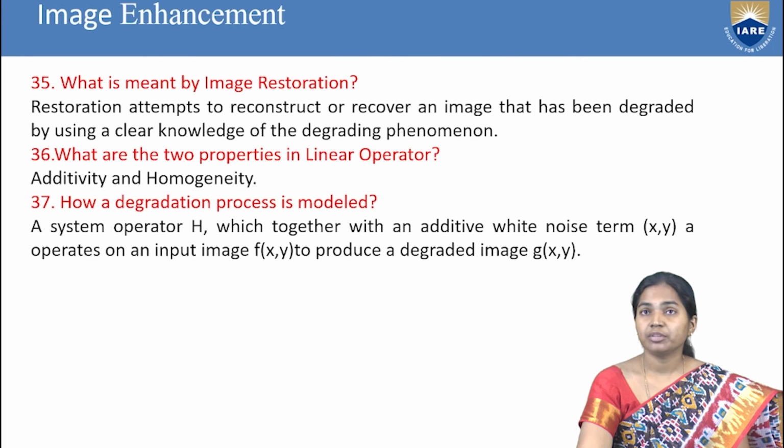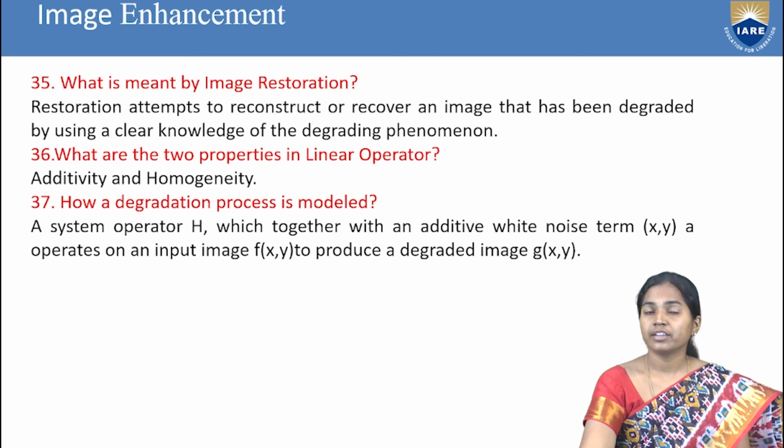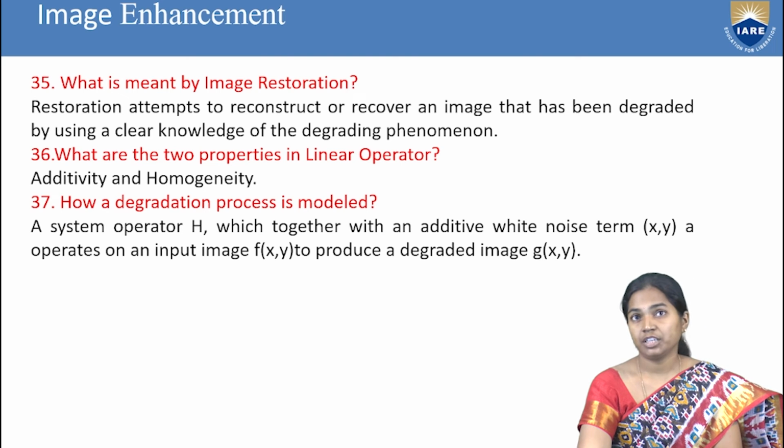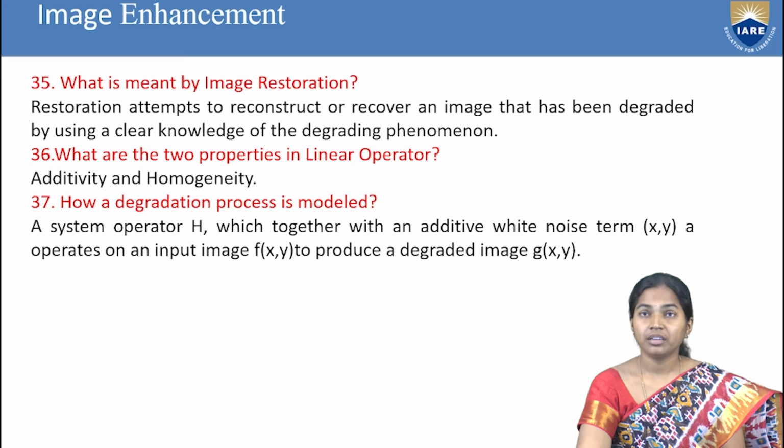And what is meant by image restoration? Restoration attempts to reconstruct or recover an image that has been degraded, by using clear knowledge of the degradation phenomena. For this degradation purpose, we have 3 methods: observation, experimentation, and applying a mathematical model. With the use of these 3 methods, we can recover our original image.